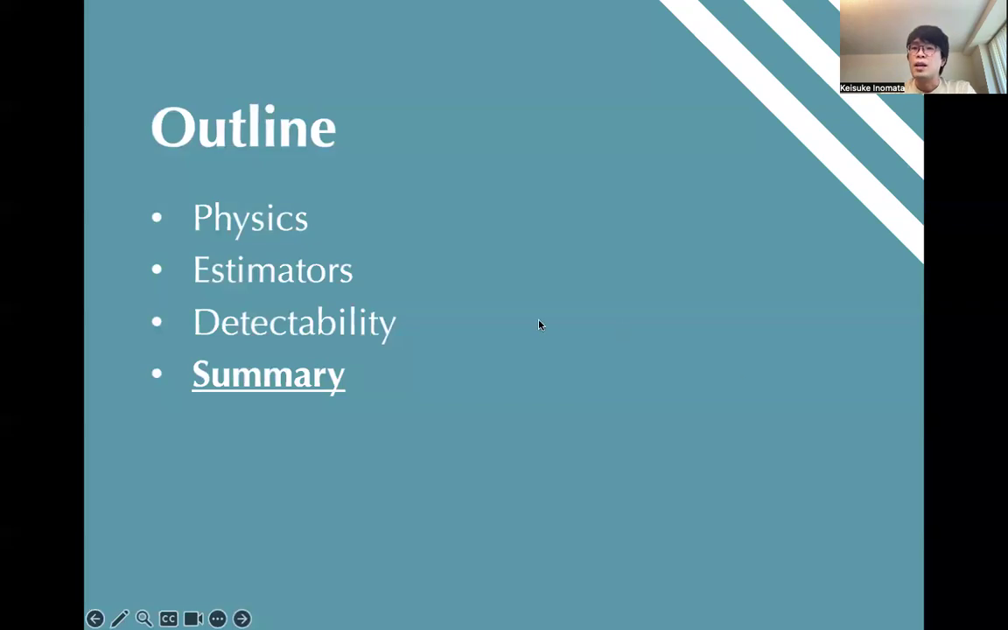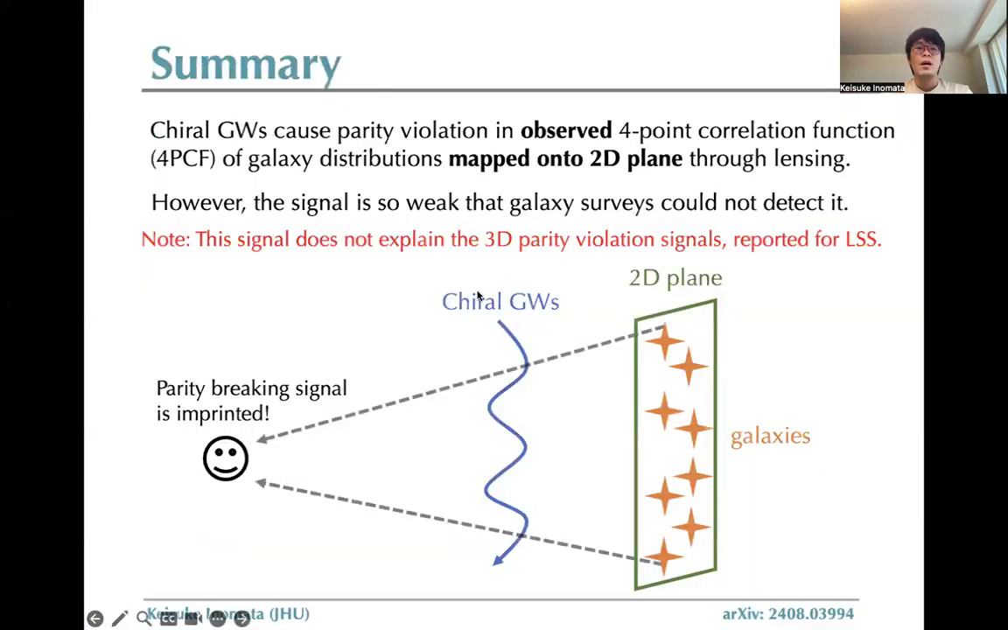Okay, let me summarize my talk. Chiral gravitational waves cause parity violation in the observed 4-point correlation function mapped onto the 2D plane through lensing. However, the signal is so weak that galaxy surveys could not detect it. Please note again that this signal does not explain the three-dimensional parity violation signals reported for large-scale structure.